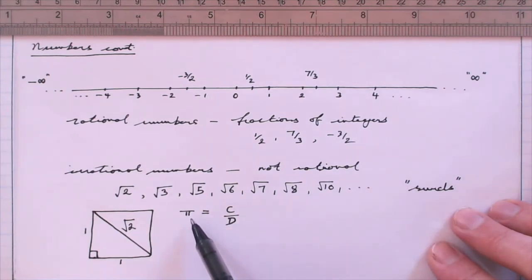The fact that pi is an irrational number means that if we consider this ratio of the circumference to the diameter, it must be that if the circumference is an integer, then the diameter cannot be. Or likewise, if the diameter is an integer, the circumference cannot be.